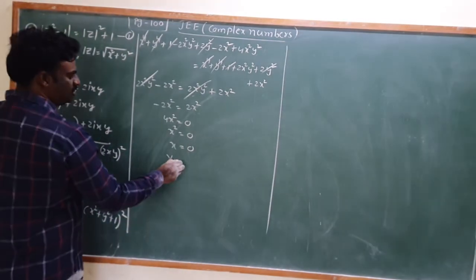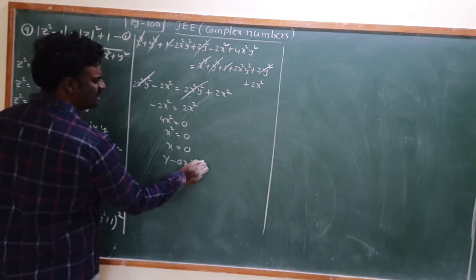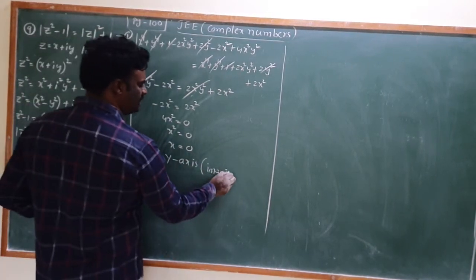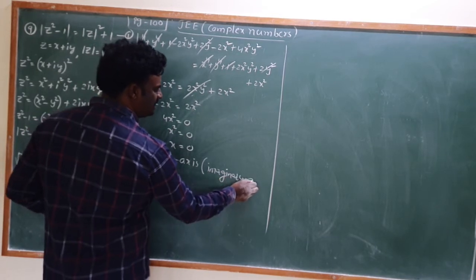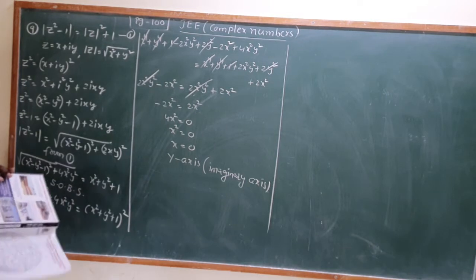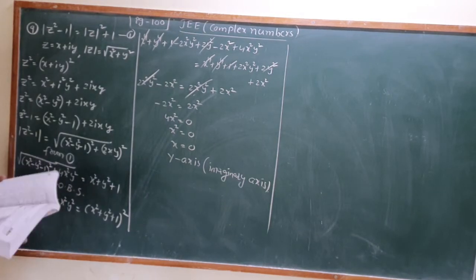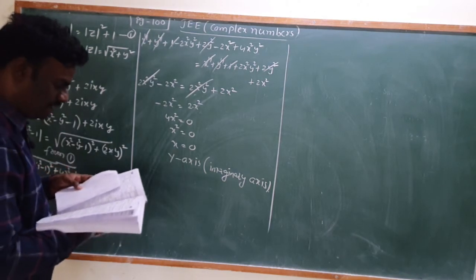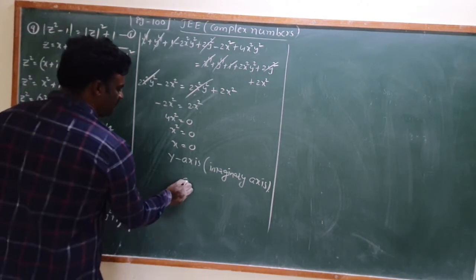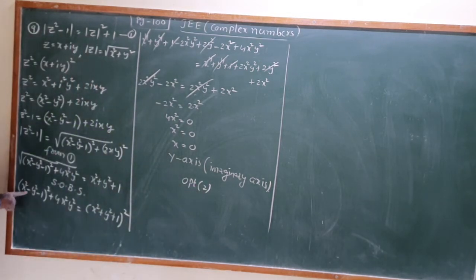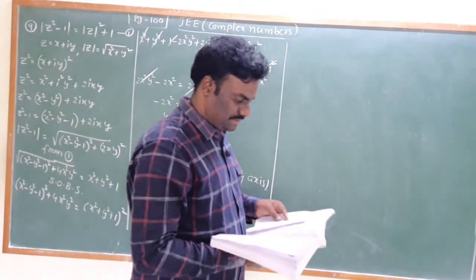X is equal to 0 means which axis? Y axis. But in complex numbers, in the Argand plane, the y axis is called which axis? Imaginary axis. That is the answer for this question. The ninth question, imaginary axis is the answer, which is option 2. Here which formula is used? The a plus b plus c whole square formula. Use it and you will get the answer.